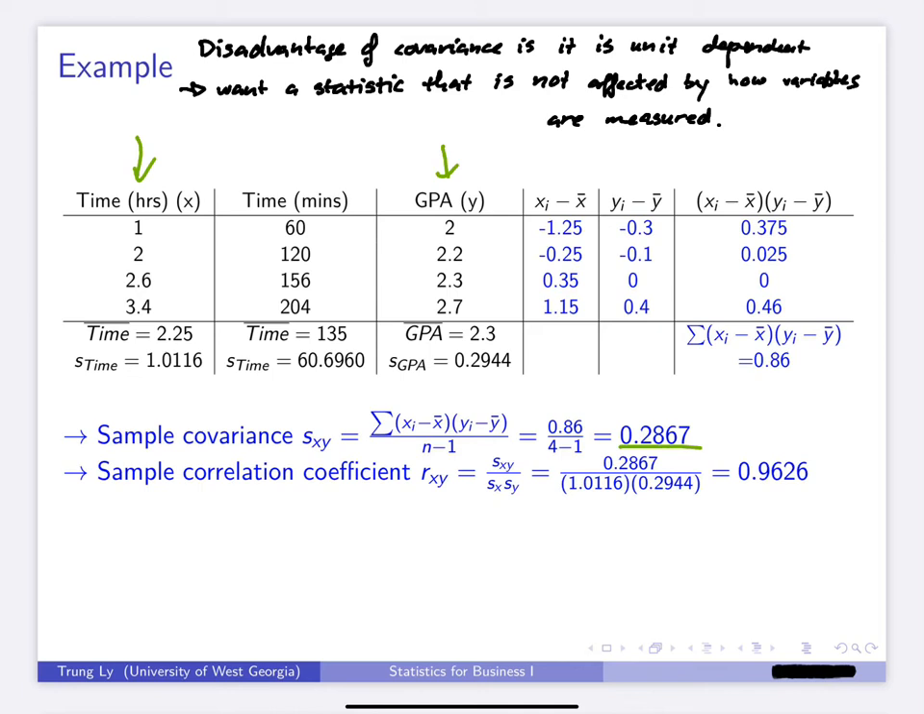If we want to compute the sample correlation coefficient, we divide the sample covariance by the product of the sample standard deviations, which were given to us in the original problem. So the sample standard deviation of time is 1.0116, and the sample standard deviation of GPA is 0.2944. If you plug these numbers into the formula and do the math, the correlation coefficient is equal to 0.9626.